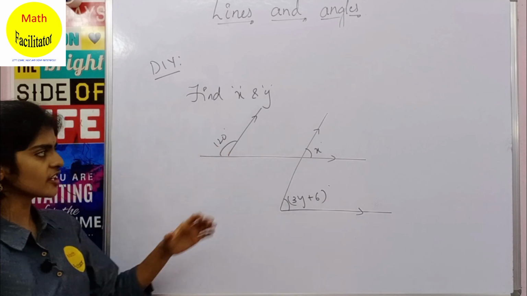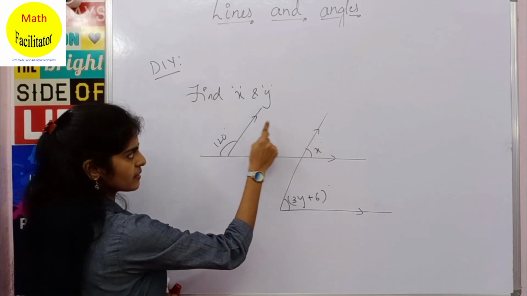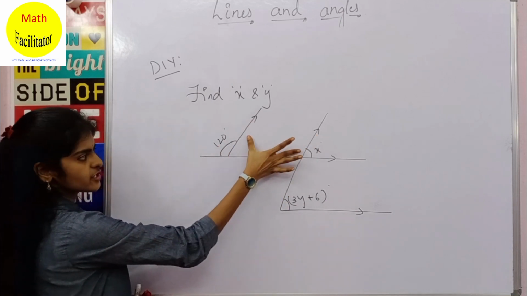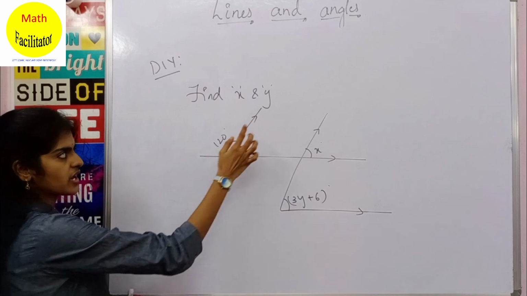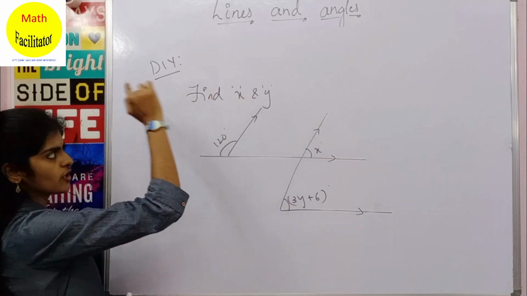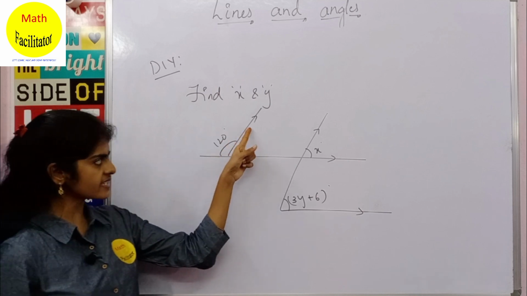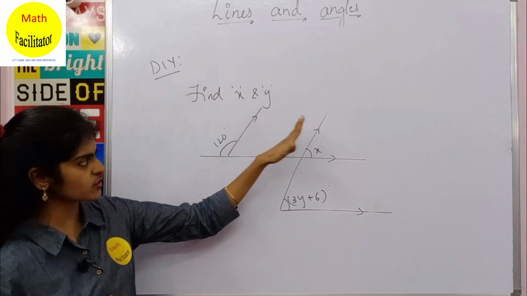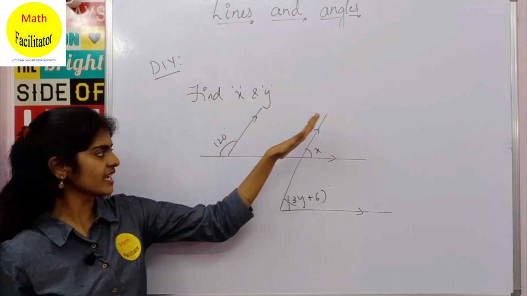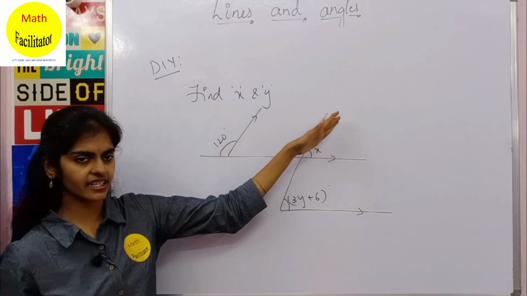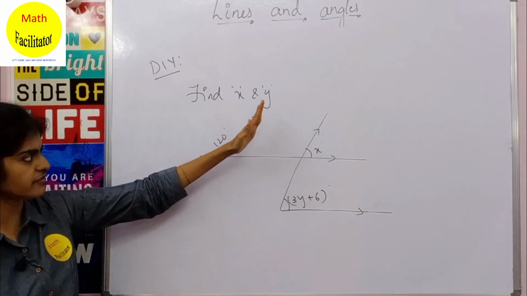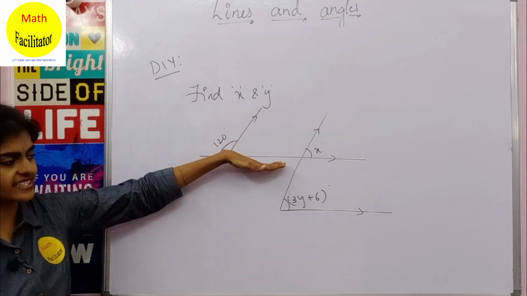So here you can see you have arrow marks. These arrow marks indicate that these two lines are parallel. Whenever you have arrow marks in this way, even if it is not mentioned in the question, these arrow marks in the figure tell you that these two lines are parallel. Now if you take these two lines as parallel, this is the transversal.